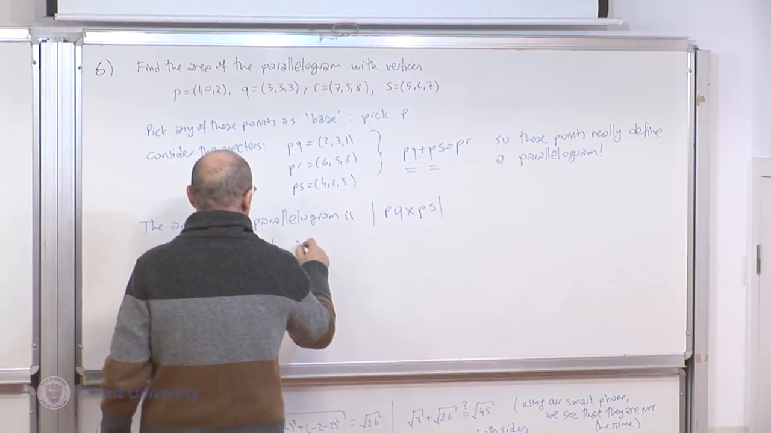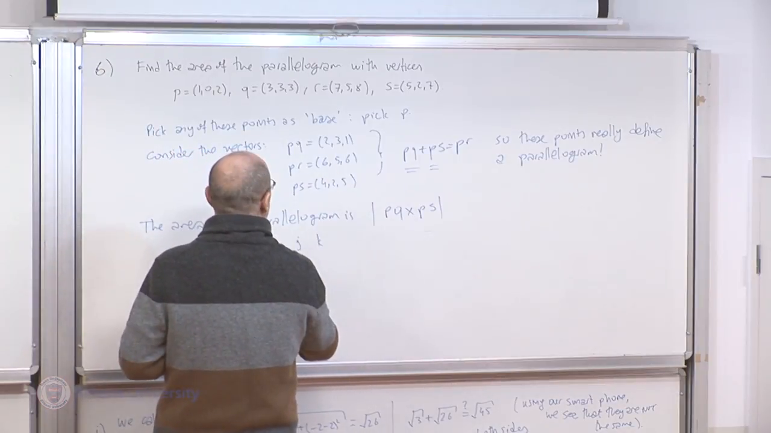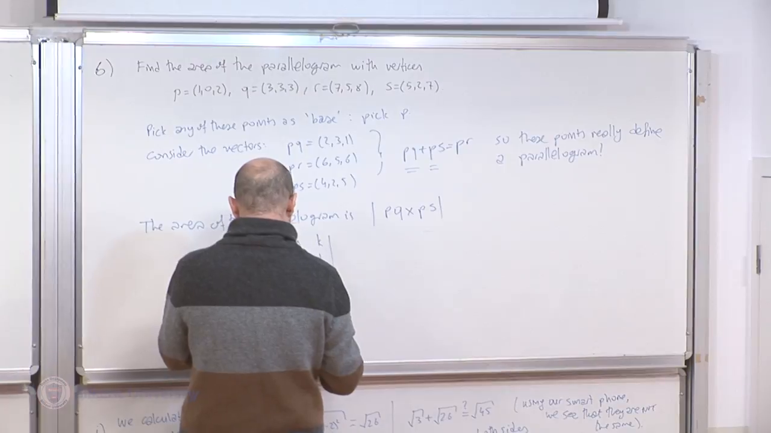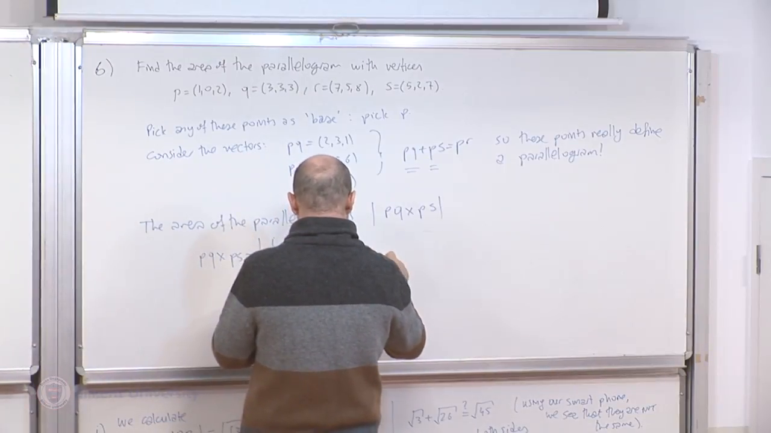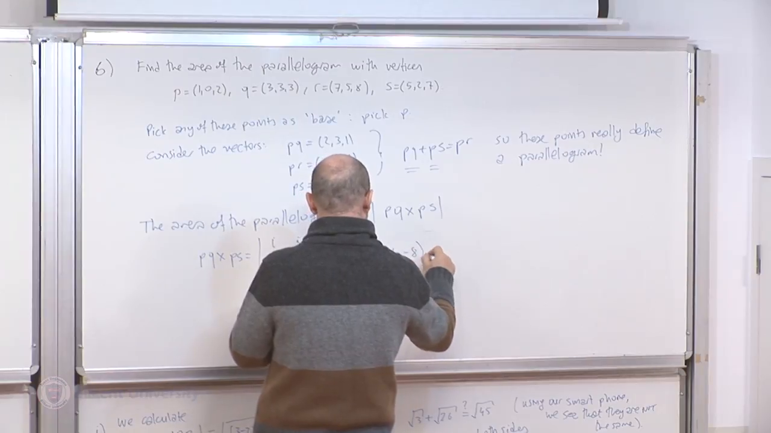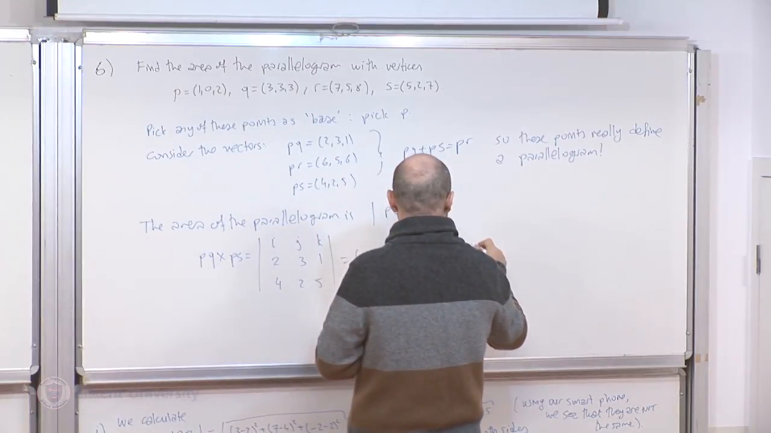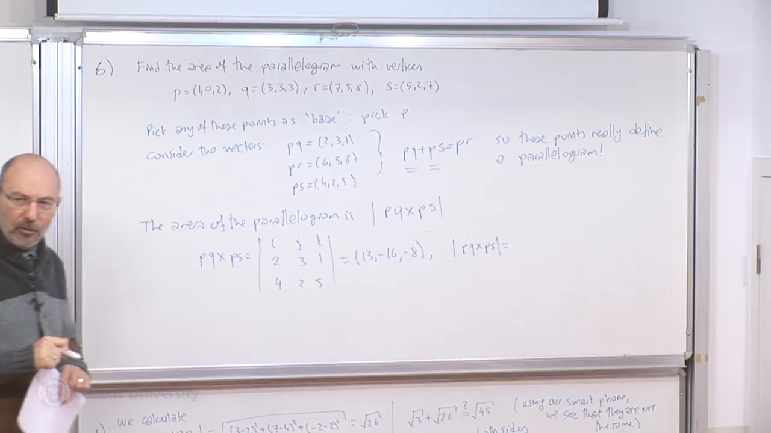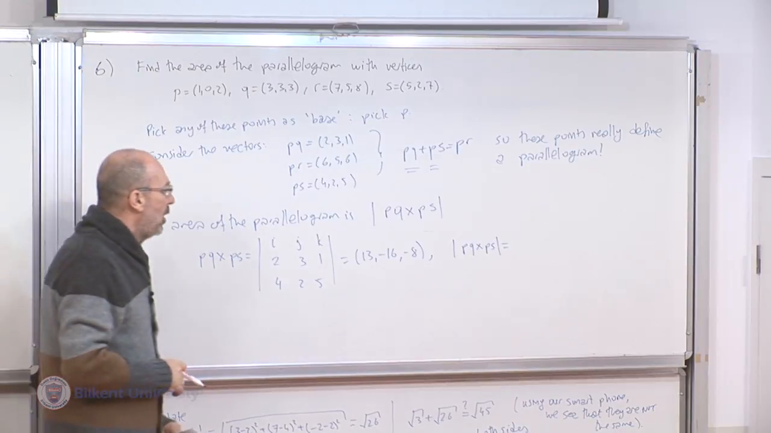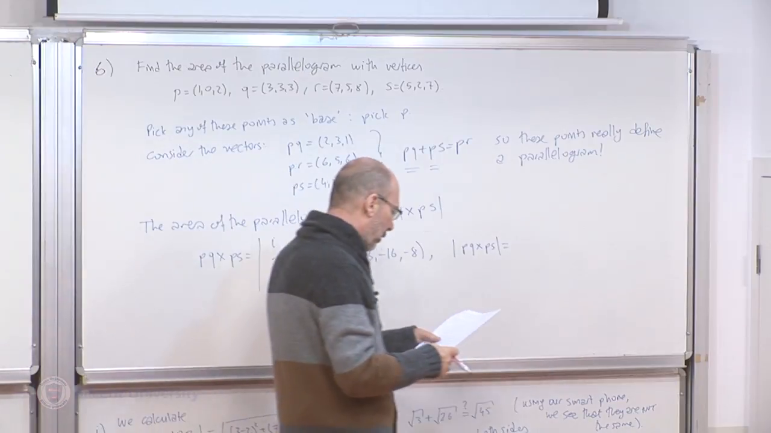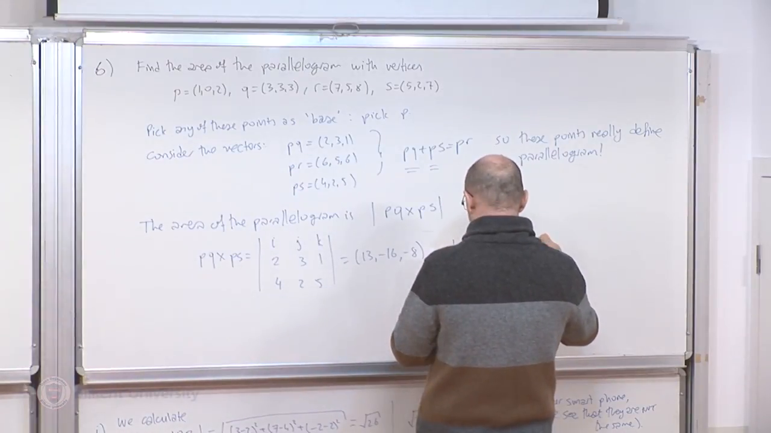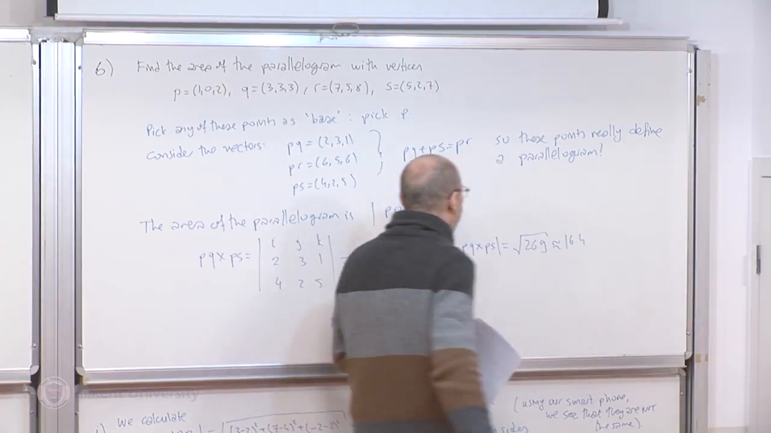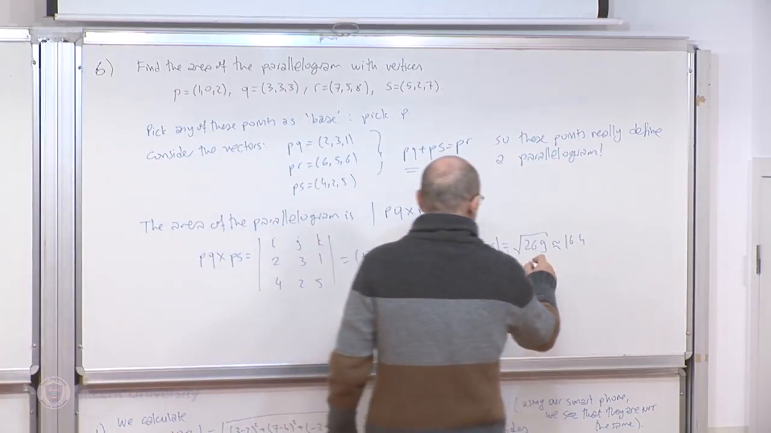Okay, so we calculate PQ cross PS. This is IJK. PQ is 2, 3, 1. PS is 4, 2, 5. And I calculate that to be 13 minus 16 minus 8. And the absolute value of this, okay, when you are talking about a vector, the absolute value means the length of it. Okay, so we don't want to introduce too many notation terminology. So this is square root of 269. So if you are interested, this is approximately 16.4. Okay, so this is the area.